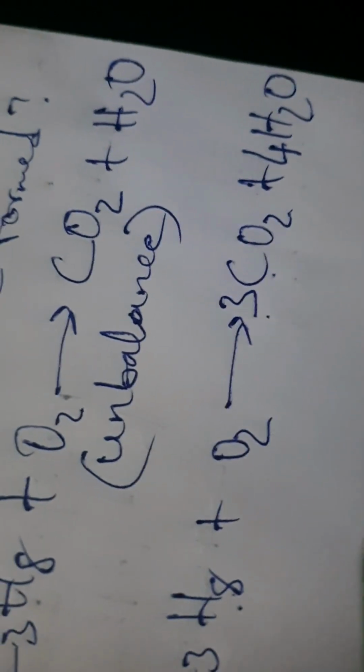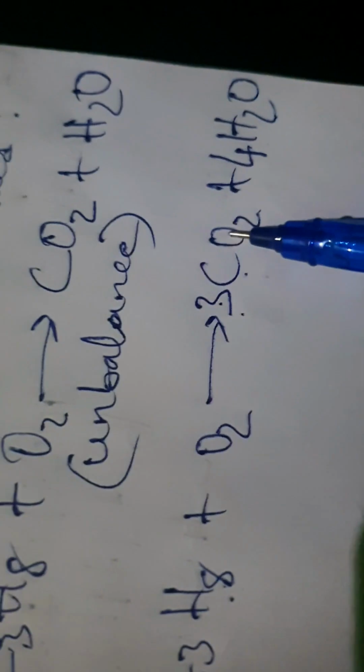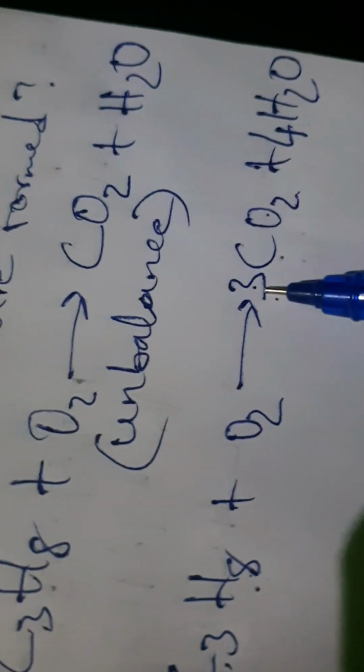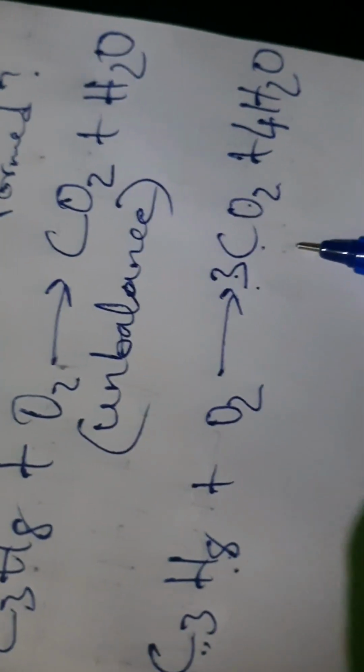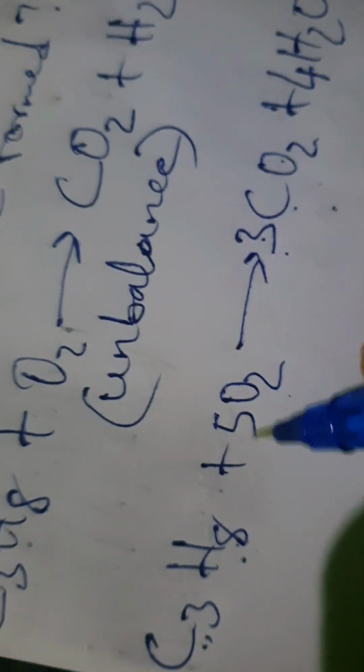Hydrogen is complete. Let's go to oxygen now. Automatically, this 3 that stands in front of it affects the oxygen also. So 2 times 3 is 6. We have 6 oxygen here, and here we have 4 oxygen. 4 plus 6 is 10, right? And here we have 2 oxygen. So 10 divided by 2 will give us 5. So write 5 here. So the equation is balanced.